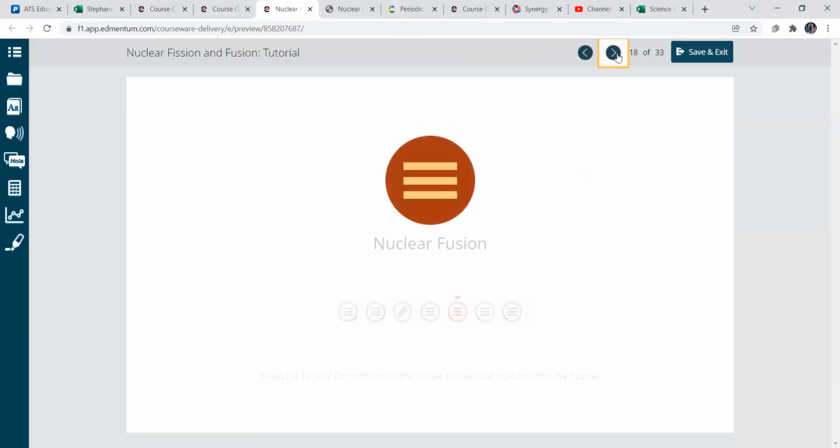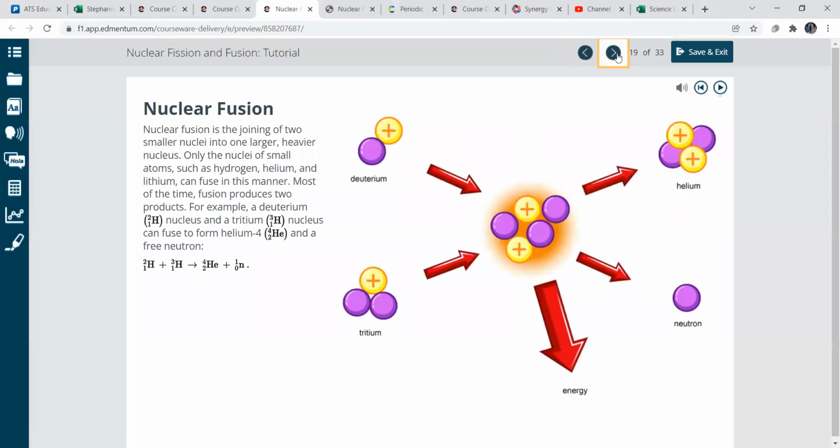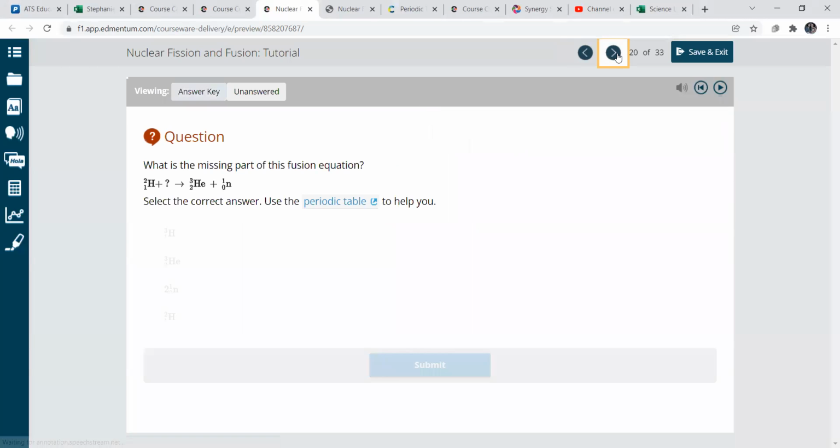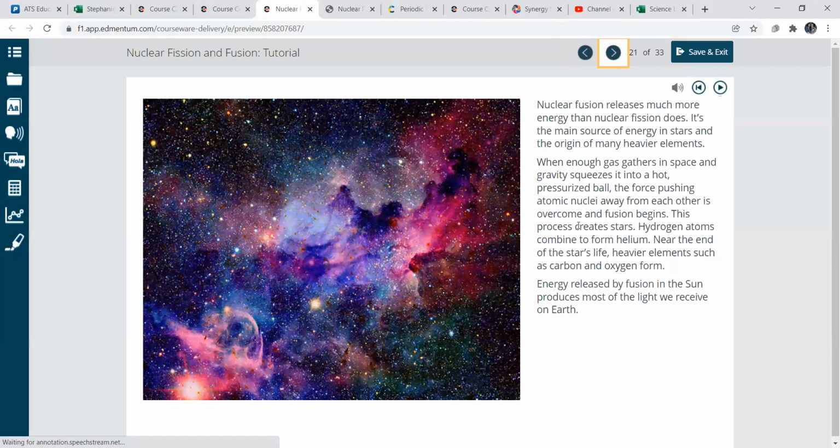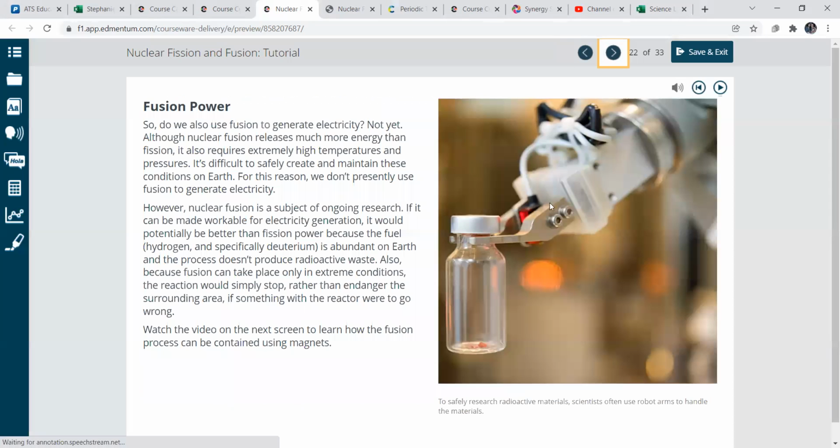Now you'll do the questions on your own as well. Nuclear fusion. Now let's talk about nuclear fusion. Joining of two smaller nuclei into one larger, heavier nucleus. So you're joining together, you're fusing something together. So that means if things are combining, not splitting apart, not like the chain reaction of splitting something apart, it's fusing together. So it's a different concept, similar but different, because it's fusing together, like connecting together.